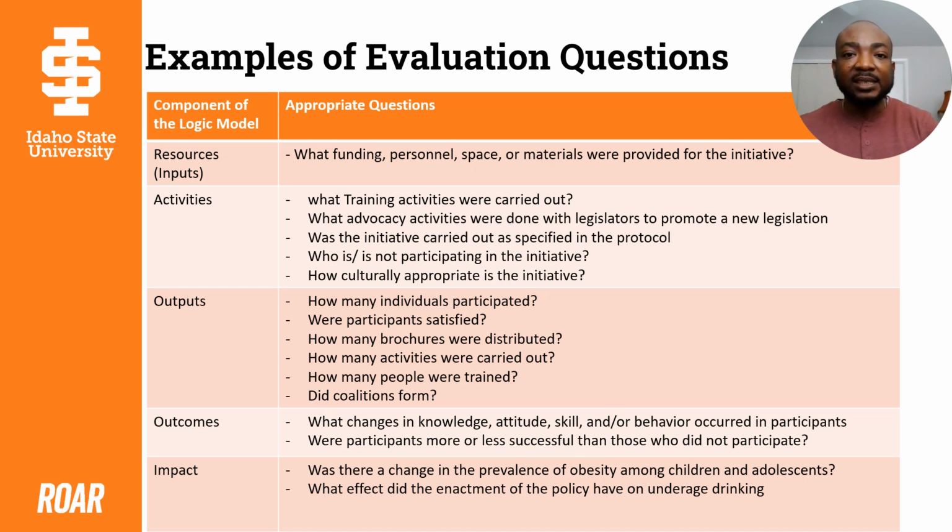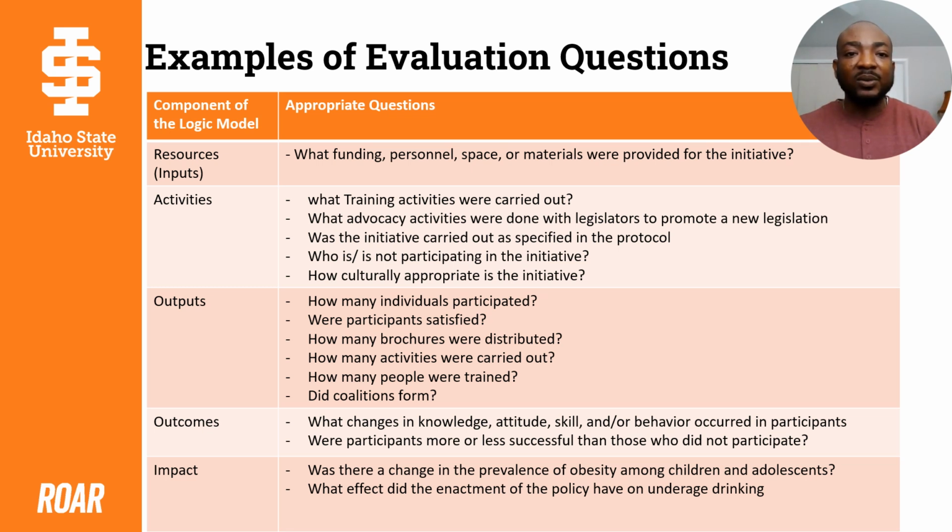This table presents some questions that can appropriately be asked with regard to each logic model component. For the resources and inputs component, you can have a question like: what funding, personnel, space, or materials were provided for the initiative? Under the activities, you could ask what training activities were carried out and what advocacy activities were done with legislators to promote new legislation. Was the initiative carried out as specified in the protocol? Who is or is not participating in the initiative? How culturally appropriate is the initiative?